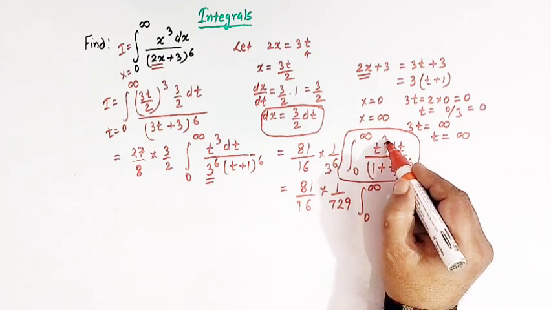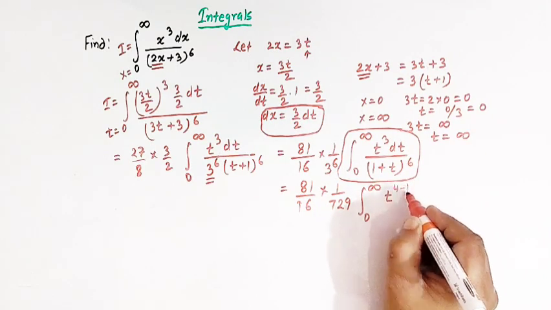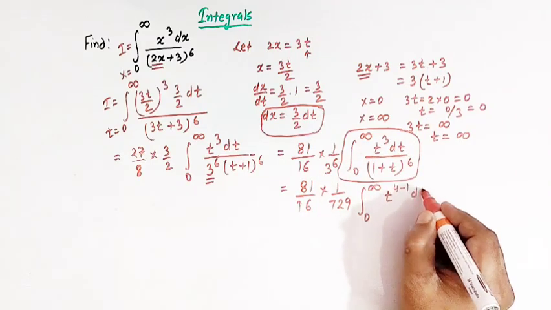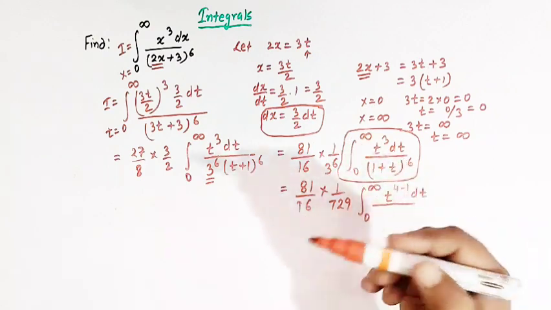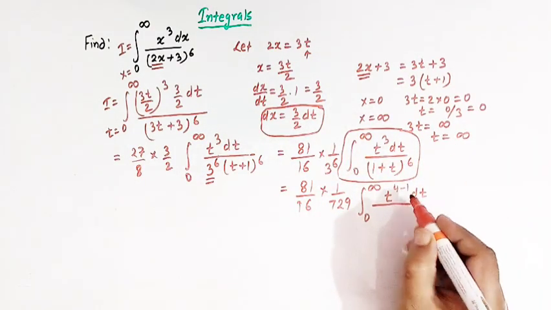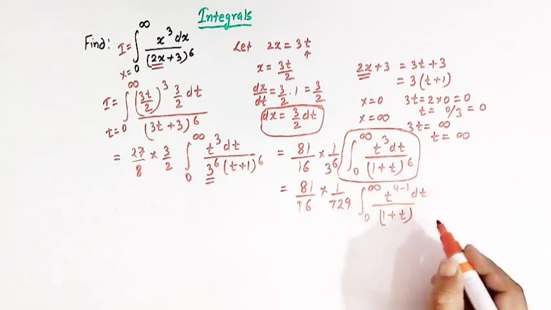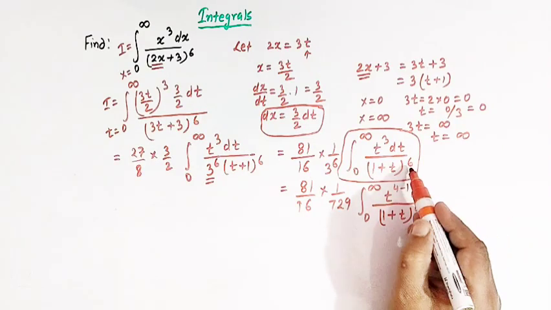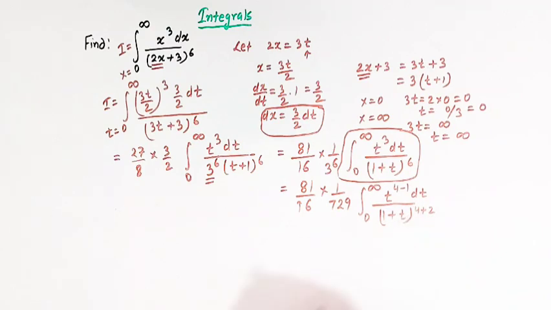Now see, t cube can be written as t raised to 4 minus 1, so 4 minus 1 is 3. Why are we writing this? Because we are now converting this integral into a beta function. So t cube can be written as t raised to 4 minus 1, and 1 plus t raised to 6 can be written as 1 plus t raised to 4 plus 2, because 6 we can split as 4 plus 2.